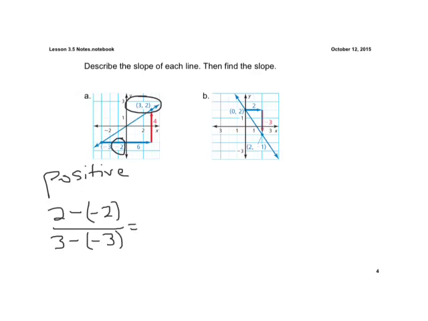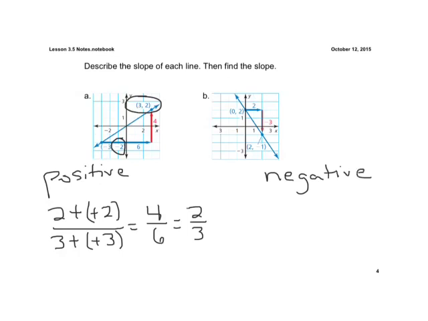Okay, and if we solve this, 2 minus a negative 2, let's change them both to plus, that's the same as addition. So we have a 4 over, same with the denominator here, 3 plus 3 is 6. If we simplify or reduce that fraction to 2/3, notice that's a positive number, so we have a positive slope. Okay, and our second one, it falls from left to right. So we're going to say that is a negative slope.